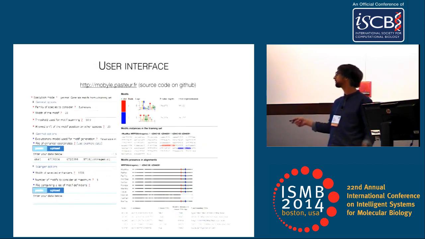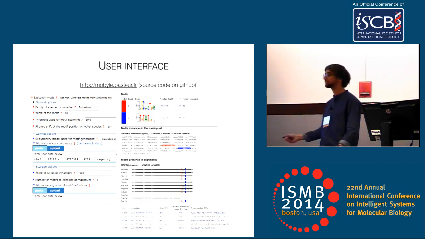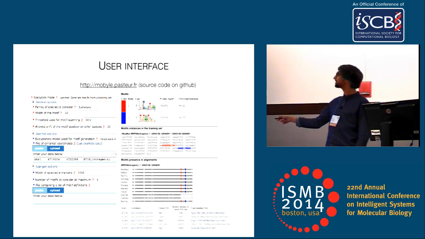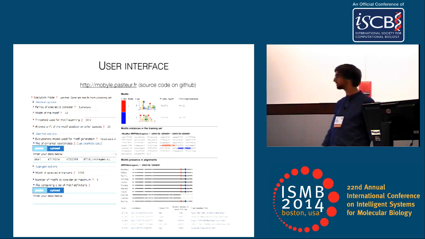We have a user interface, so people can use it on the Pasteur website. The source code is also available if you want to hack it. In the user interface, you just give the coordinates of your regions of interest, and we output the motifs, where they are on the reference sequences, where they are in the orthologs, and we also predict some CRMs.